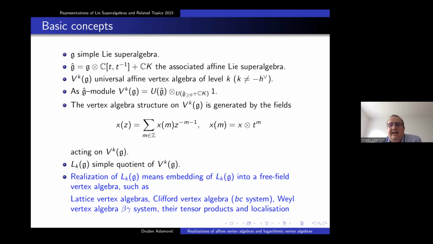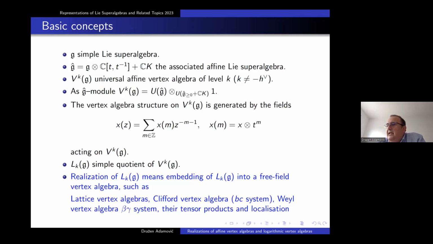But for applications, we need to consider a smaller algebra. This is the simple quotient. So this universal vertex algebra has infinitely many modules, but in general, this simple quotient is much smaller. And we are interested in the representation theory of this.